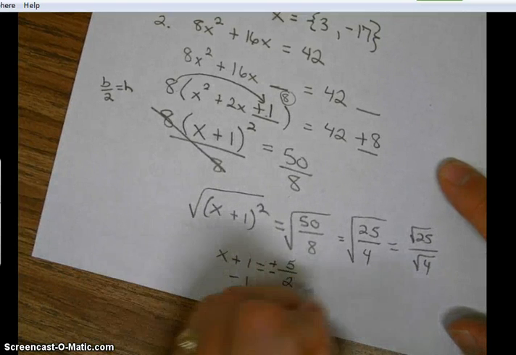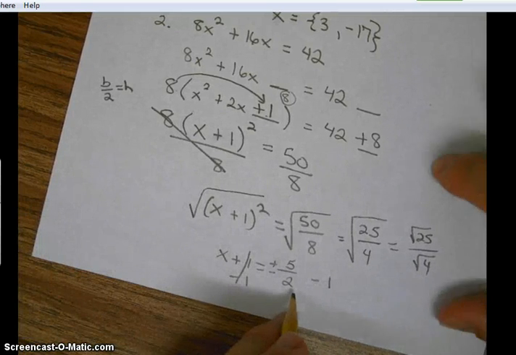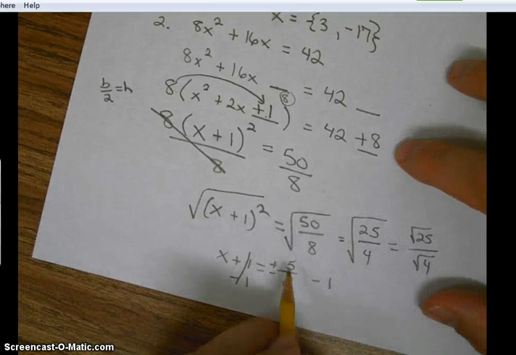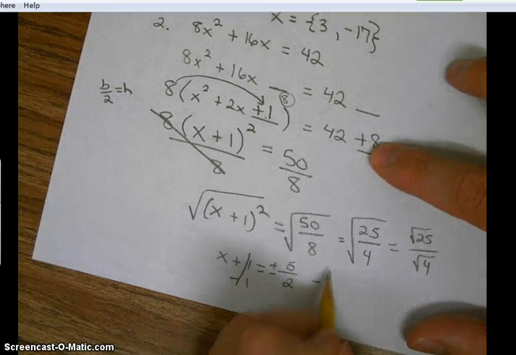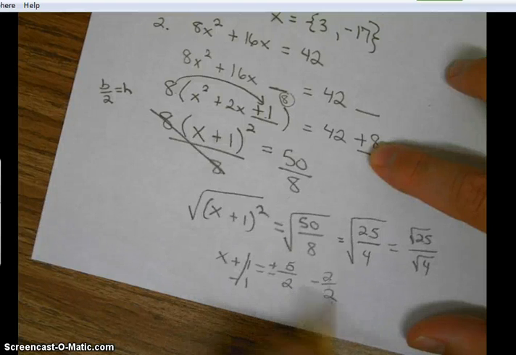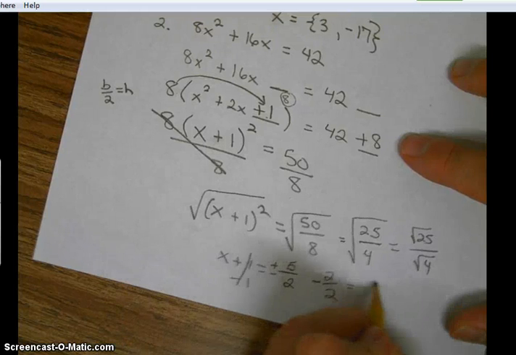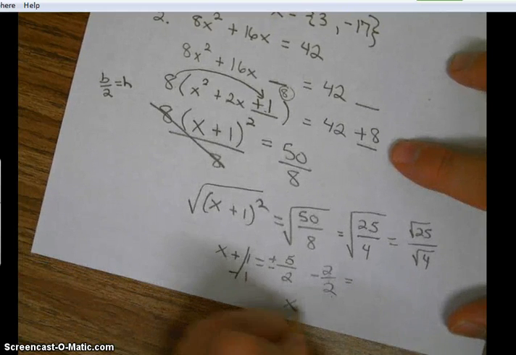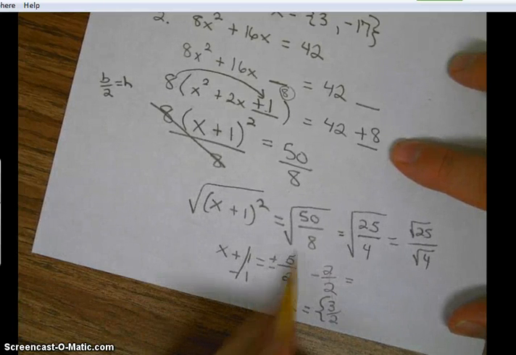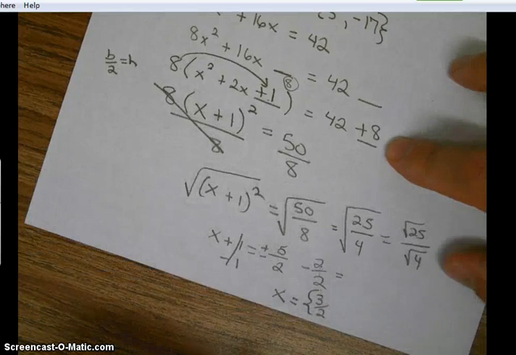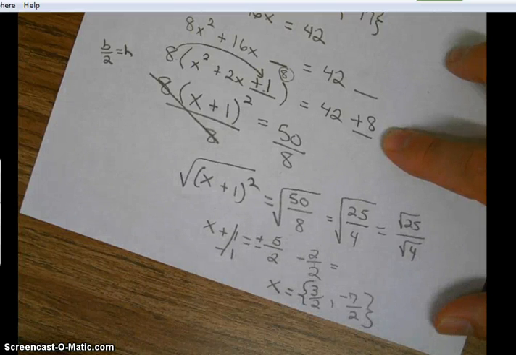Then we're going to subtract the 1 on both sides. So let's get our answers. 5/2 minus 1. Well, let's change that 1 to 2 over 2, so we have a common denominator. So 5/2 minus 2 over 2 is 3/2. That's one solution. And then negative 5/2 minus 2/2 is negative 7/2 for our second solution.